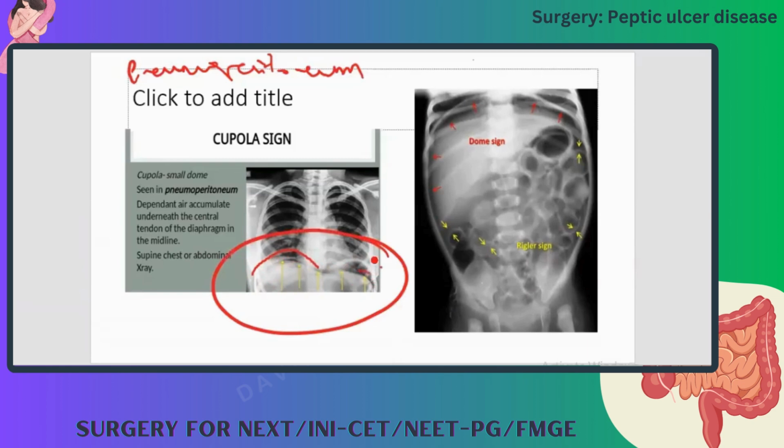Completely it is filled with air under the diaphragm. It is dome sign or cupola sign. Cupola is nothing but the dome. So here also it is just like a football. It is known as Rigler's sign. These are signs that there is hollow viscus perforation.